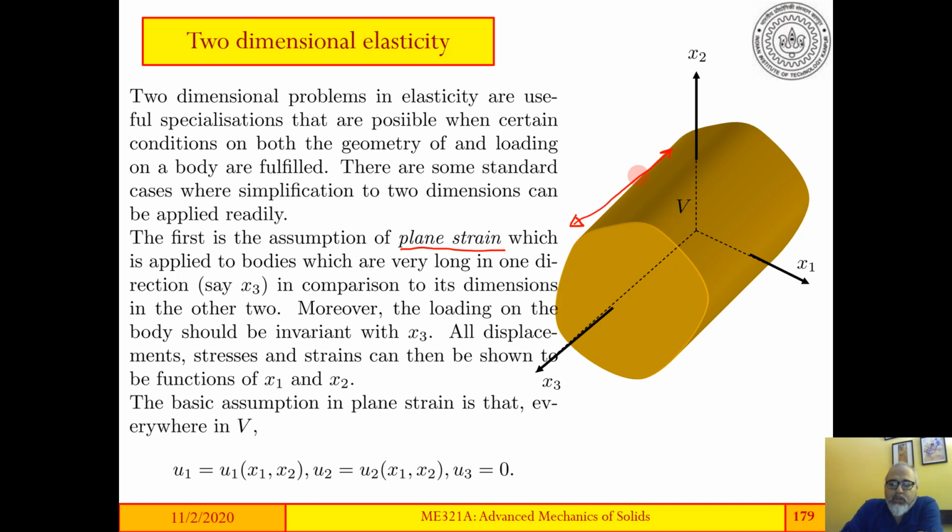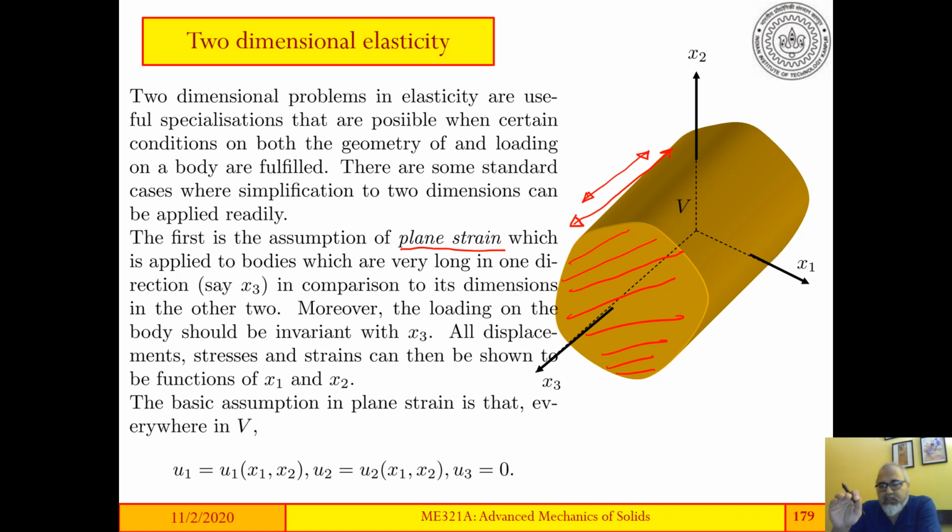On top of that, if the loading on this three-dimensional body is such that the loading does not vary with the x3 dimension, and the body is so long that when it deforms, this cross section suffers no out of plane deformation. That means there is no displacement of this cross section in the x3 direction, or in other words, the plane cross section perpendicular to the x3 axis remains plane even after deformation. In that case, this qualifies as what is known as a plane strain situation.